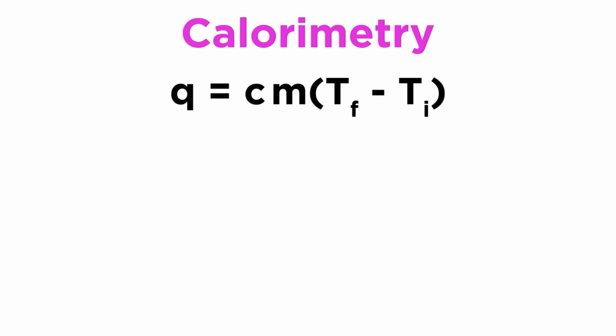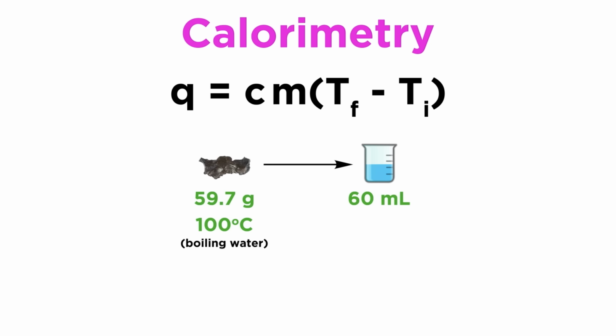Let's get a little more mathematical with this. For example, let's say a 59.7 gram piece of metal submerged in boiling water is transferred into 60 milliliters of water initially at 22 degrees Celsius. The temperature of the water is raised to 28.5 degrees as a result of the heat transfer. What is the specific heat of the metal?